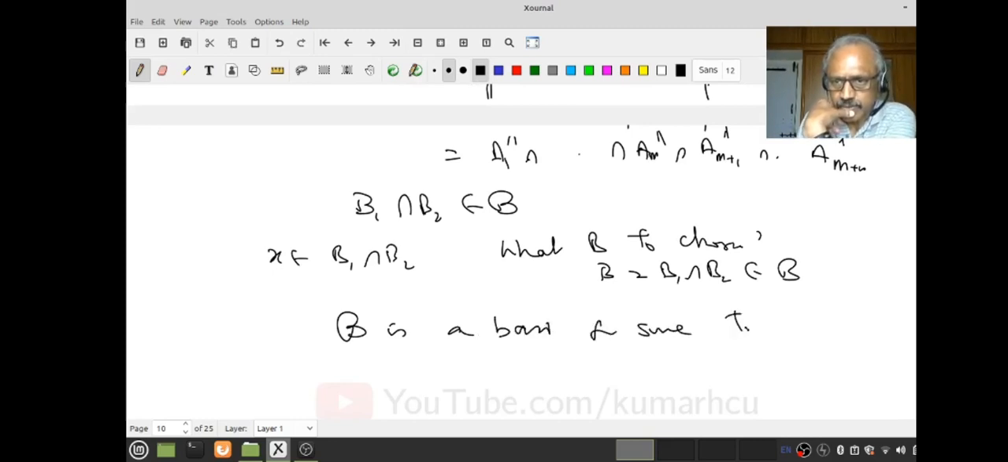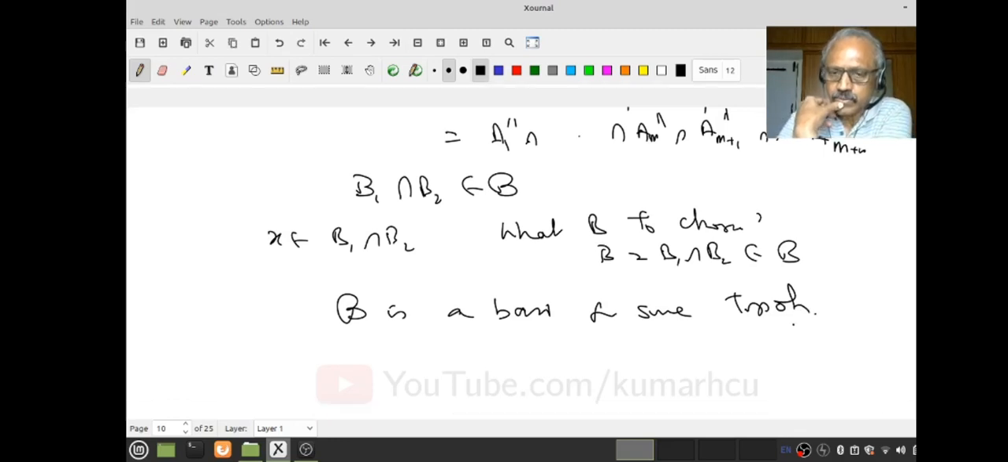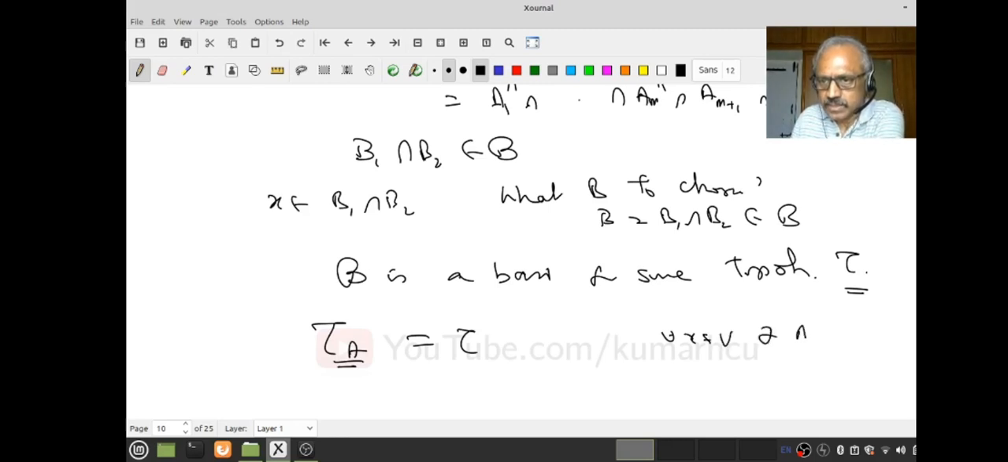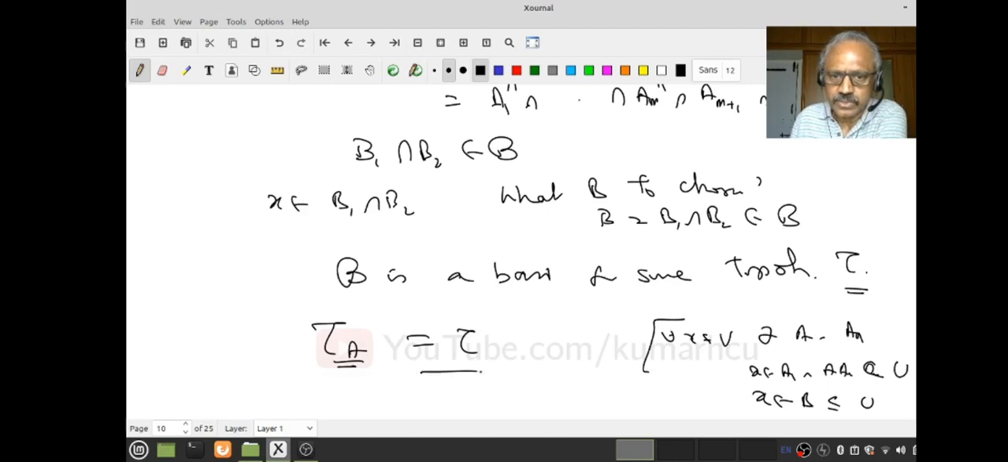So that's a basis for some topology. So if you compare the way we defined tau A, and then for some topology tau, that topology tau is nothing other than tau A, because look at the way we defined tau A. For each x in U, there exist A1 to AN such that x belongs to A1 intersection A2 intersection ... intersection AN, that is contained in U. But this is the same as saying there is a B, x belongs to B, B is contained in U. That means U is in tau. You follow that? So this is clear.